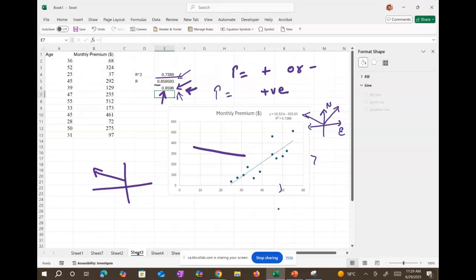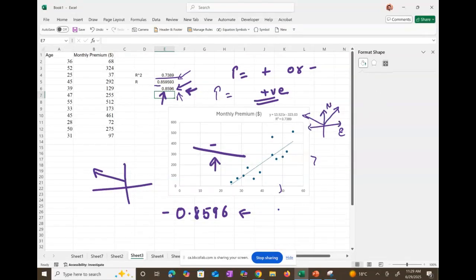But you need to put a negative sign by looking at the trend line, that now there is a strong negative correlation. If this value was 0.8596 with the negative, then I would have called it a strong negative correlation between X and Y values. So hopefully you were able to understand how to figure out the coefficient of correlation. And what does it help us in finding? It helps us find out, as I said, what kind of relation exists between X and Y values.